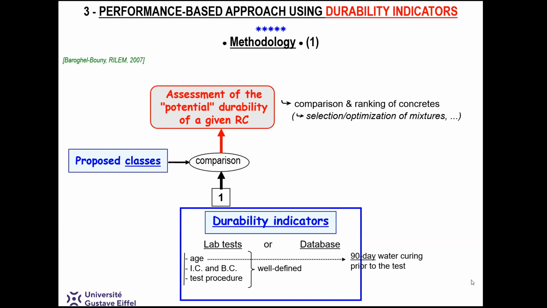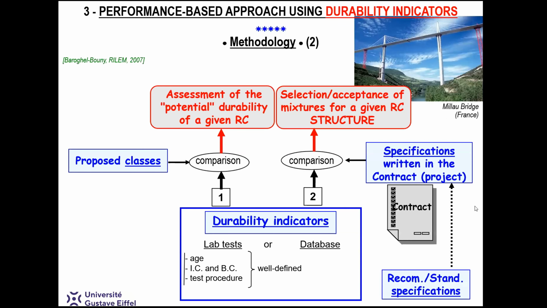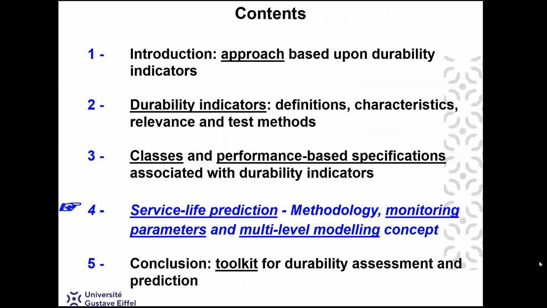I would like to summarize this methodology. So to assess the potential durability, you will need the durability indicators, you will need the classes, and you will compare to assess the durability. And when you want to accept a mixture for a given structure, so we go to the structural level here, you will need in addition a specification.